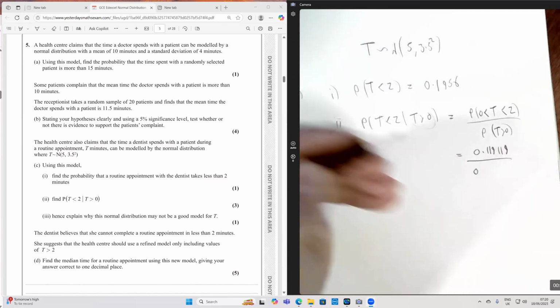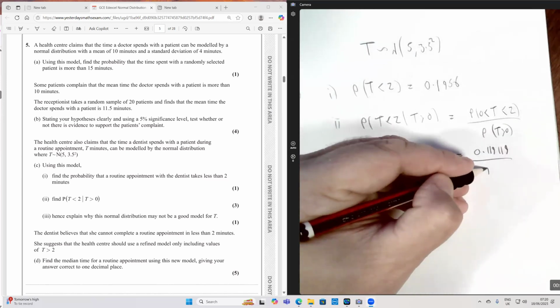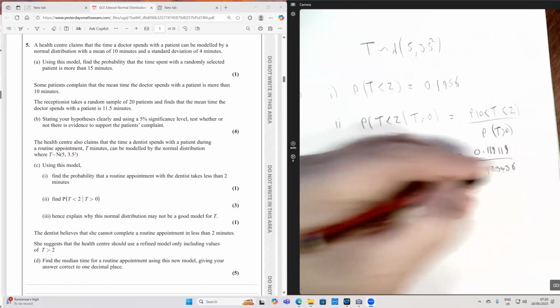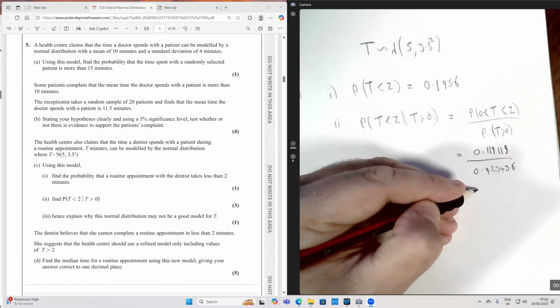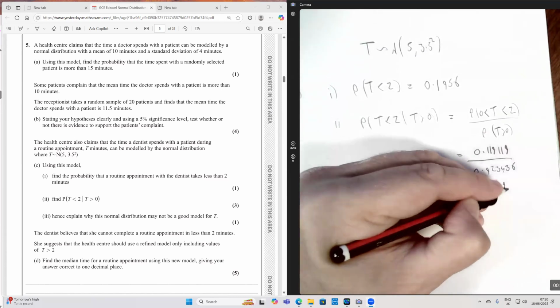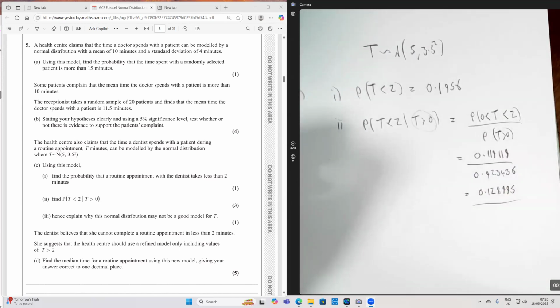Again, the probability of t is greater than 0. We can just calculate that in the normal way by putting the lower limit as 0 and the upper limit as, say, a really big number. That gives us a probability of 0.923436. And when we work that out, that turns out to be 0.28995. Okay, perfect. So that's our probability that a dentist spends less than 2 minutes with a patient, given that they spend greater than 0.